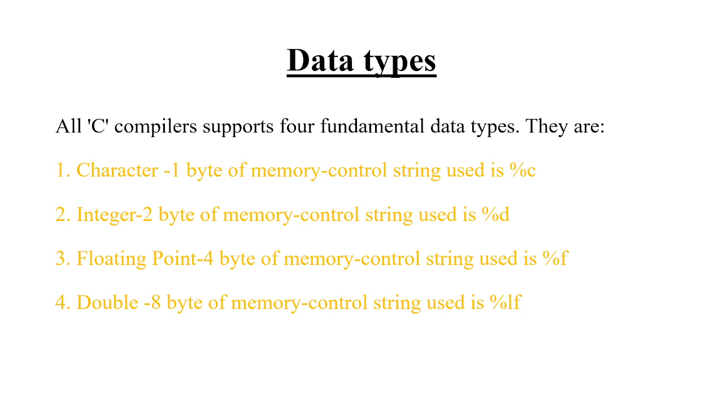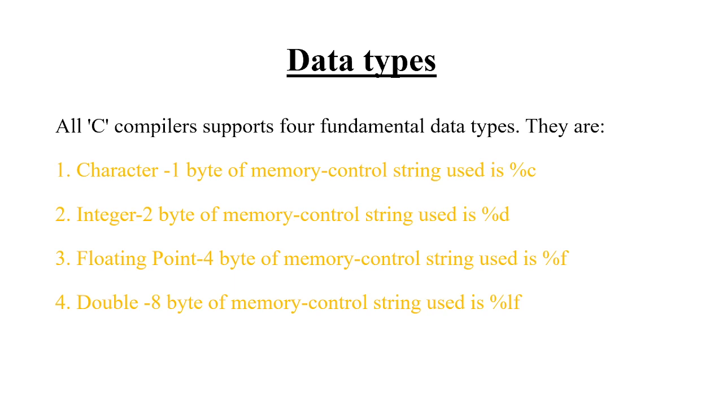Character is going to occupy 1 byte of memory, and the control string that we use for this data type is %c in printf and scanf. Moving to integer, it occupies 2 bytes of memory, and the control string that we use for this data type is %d, both for reading and for writing, that is in printf and scanf. Float, 4 bytes of memory, and the control string used is %f. Double, 8 bytes of memory, and the control string used is %lf.